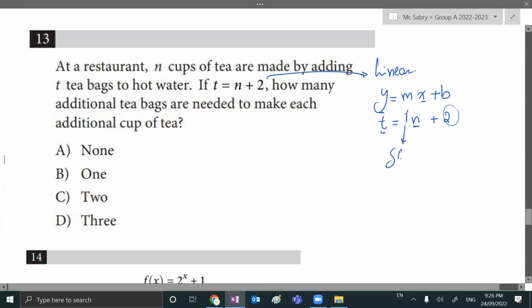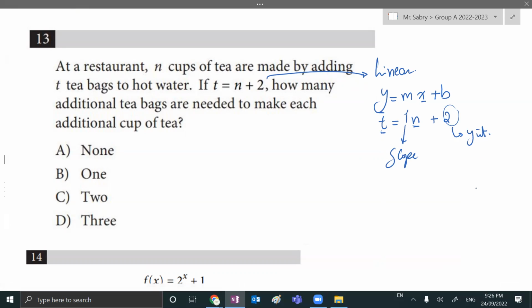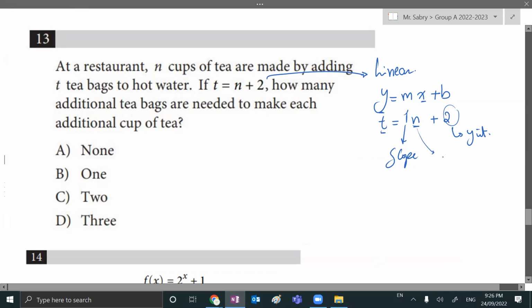Is this understood for everyone? Yes, so we put 1 there because there is nothing else, right? Exactly. So just by looking at an equation like this, you should quickly understand on your own right away. The slope is 1, the y-intercept is 2. What does the slope represent? The x is the number of bags, yes. No, n is the cups of tea. N is the cups of tea, while T is the number of tea bags. So Y is the tea bags, while X is the number of cups, sorry.